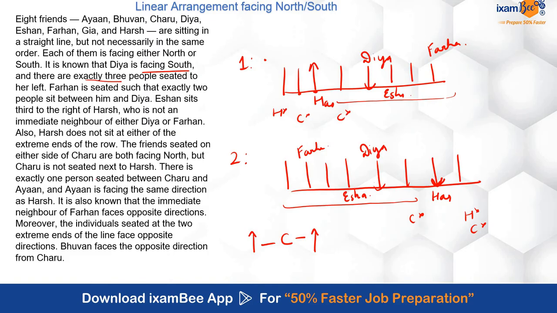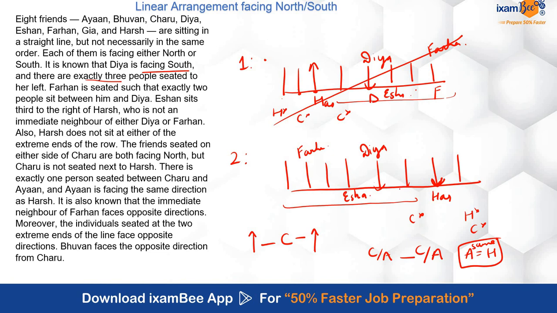Next line, exactly one person is seated between Charu and Ayan. Okay. And Ayan is facing the same direction as Harsh. So we have multiple points related to Charu, Harsh, Ayan, and we can try to work on it and connect the points. Okay, so we have Charu over here, so Charu cannot come here. And if we see here, can we place Charu over here? Farhan is already there. So if Charu is here, then Ayan cannot come. Then there is no possibility. If Charu is here, then Ayan. So the first case gets eliminated.